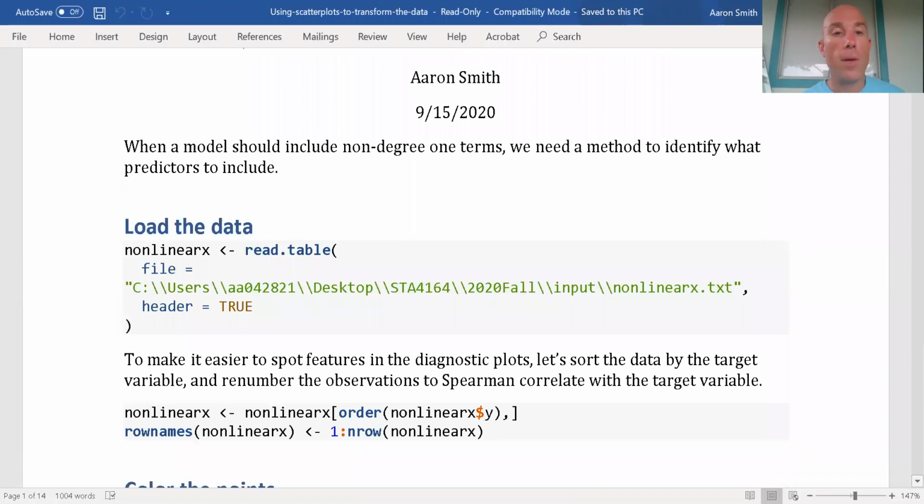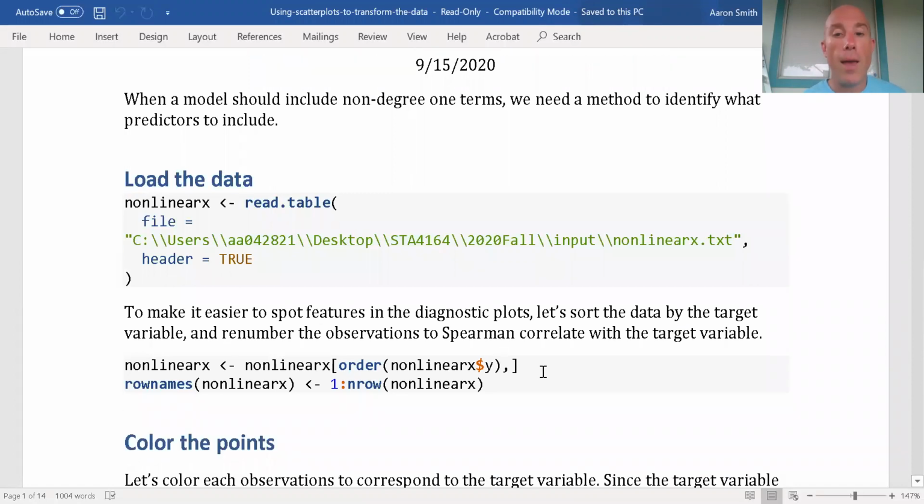All right, so here, just loading the data like usual. And like I've done in the past, I'm going to sort the data by the target variable. And then I'm going to change the row names so that it has a perfect Spearman correlation with the target variable. Why do I do this? Because when the plots start giving the row names, the diagnostic plots in particular, I can see, hey, these are all big numbers, they're all small numbers in the middle. It gives me additional information so I can spot a pattern that might not be obvious otherwise.